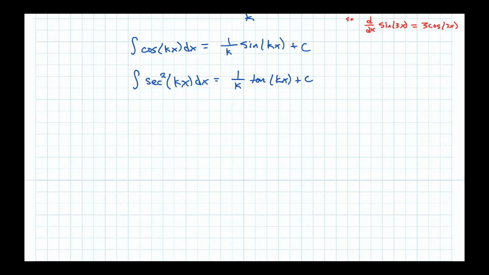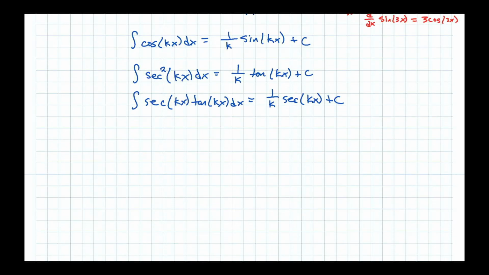And what else did we know? We know that the integral of secant kx tangent kx dx, well, you should recognize secant x tangent x as the derivative of the secant function. So that's 1 over k secant kx.